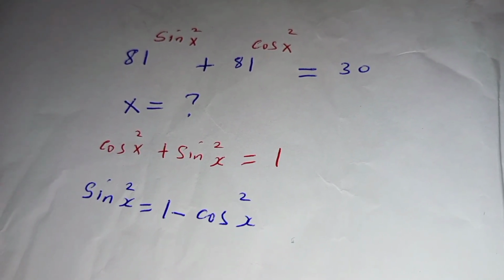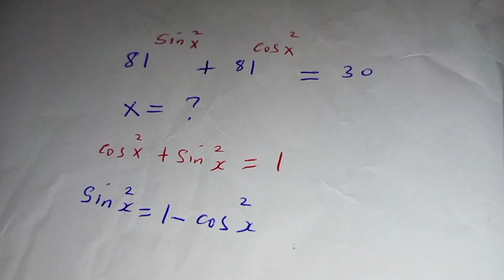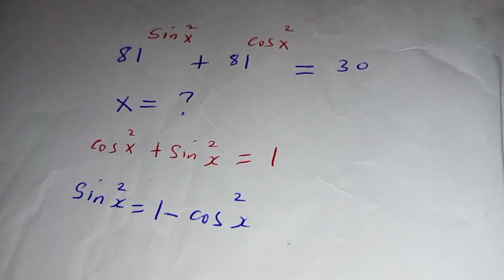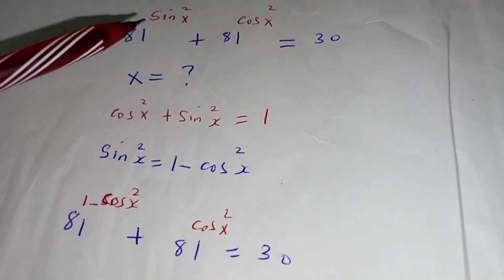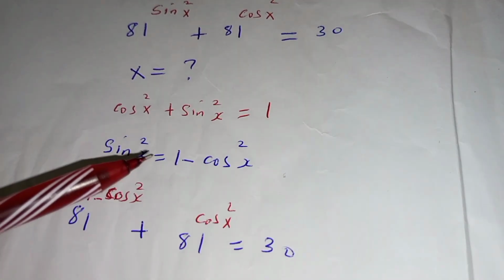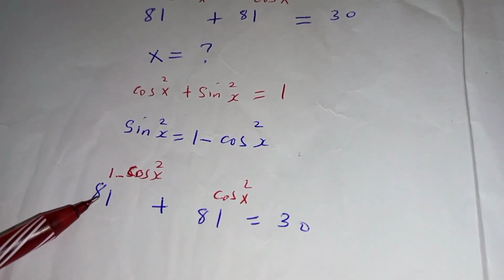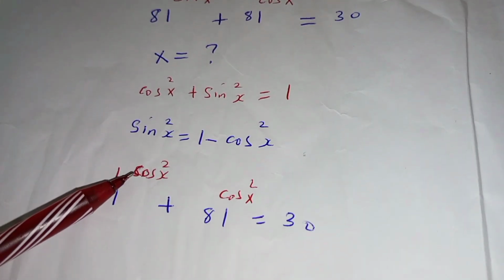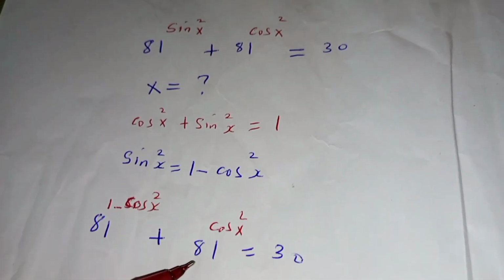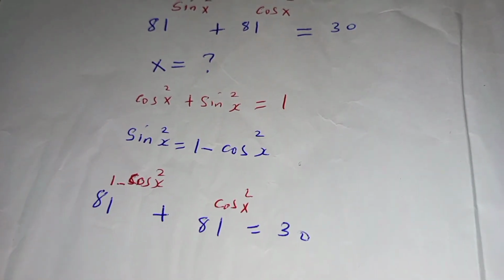Then where we have sine squared of x, we substitute it with 1 minus cos squared of x, to obtain item 1 power 1 minus cos squared of x plus item 1 to the power of cos squared of x is equal to that.